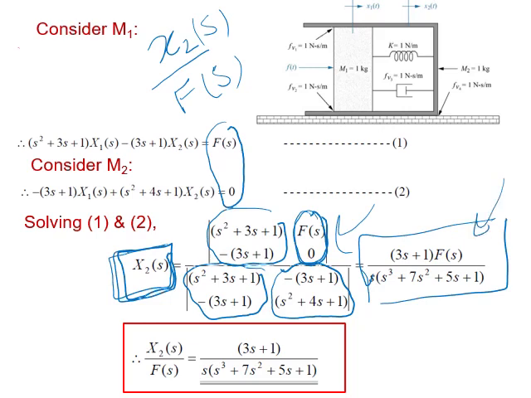We simplify this equation, and finally we are going to get the transfer function as you see here. When I simplify it, I will make it such that X2 over F. And this is finally the transfer function with the input of F and the output of X2.